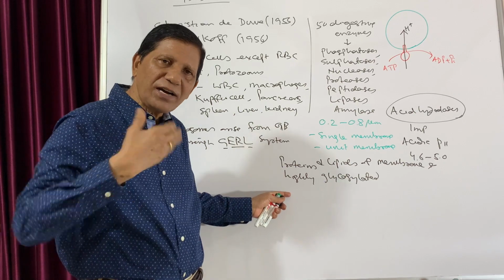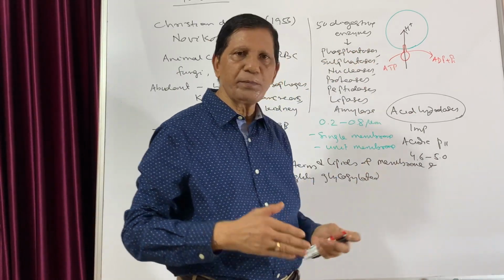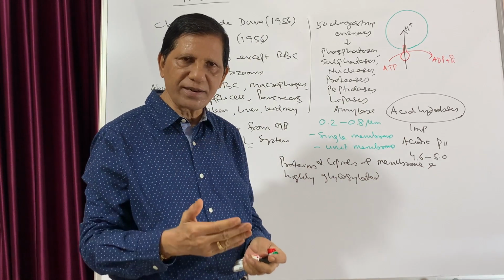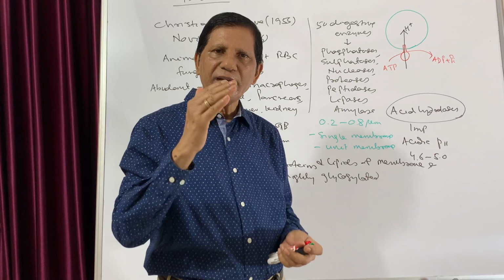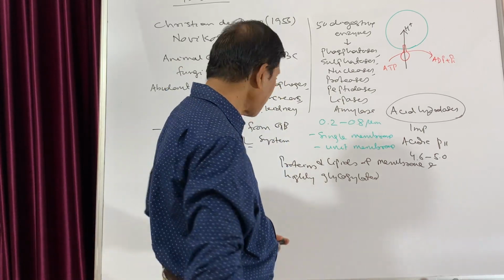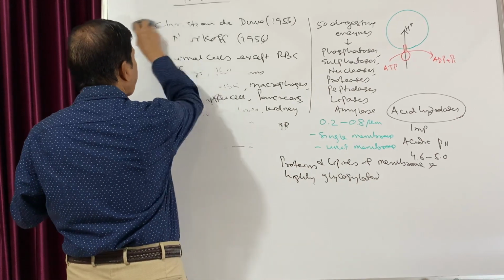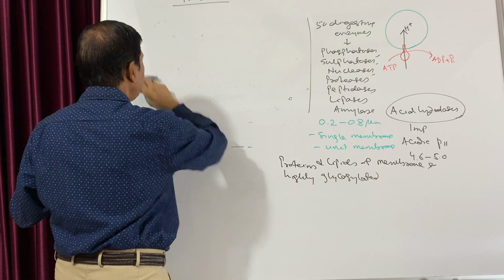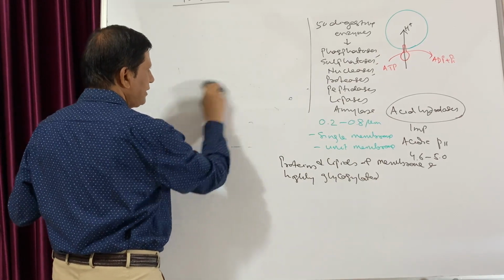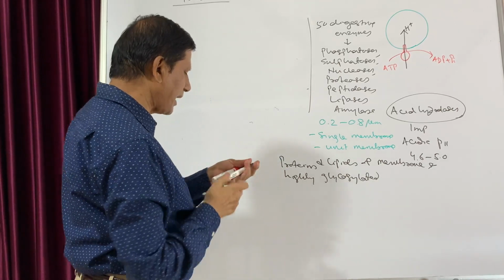Then under what condition will they be digested? That means this lysosomal membrane will be fragile. It will break only when there is presence of certain membrane labilizers. So what are these labilizers? Only in the presence of these membrane labilizers, the membrane can break down.